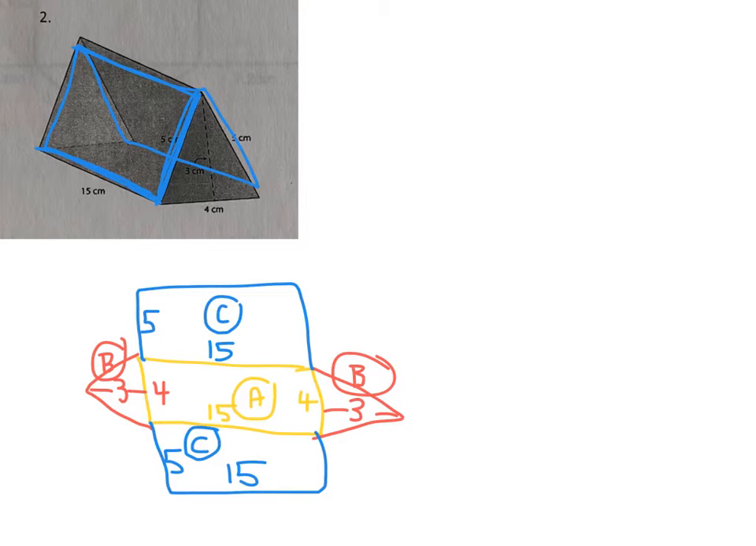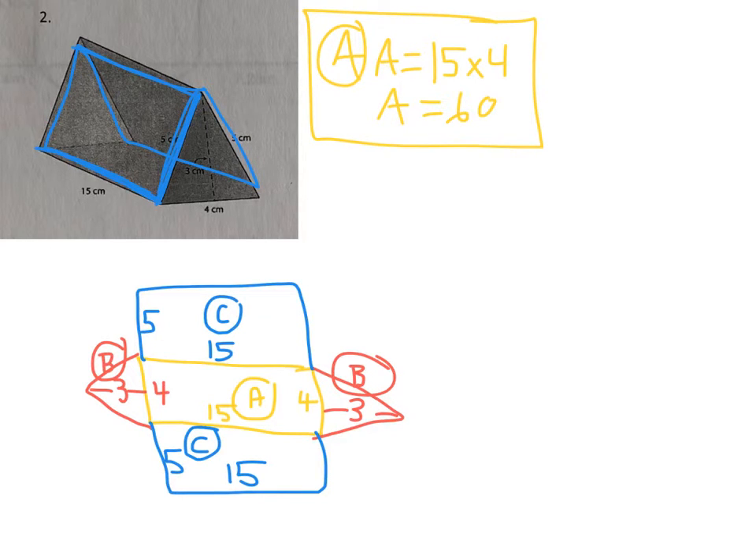Now that we labeled all of our shapes, labeled all of our dimensions, we can start finding our different areas. So shape A, it's a rectangle, so we have length times width. Our length was 15 times our width was 4, which gives us an area of 60. We only have one shape A, so we're good to go.